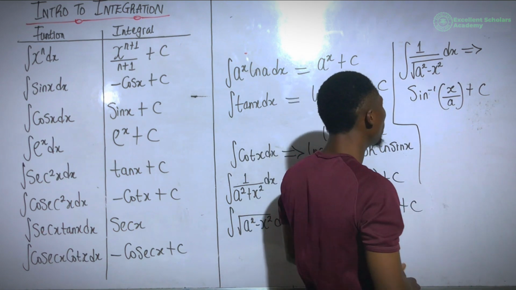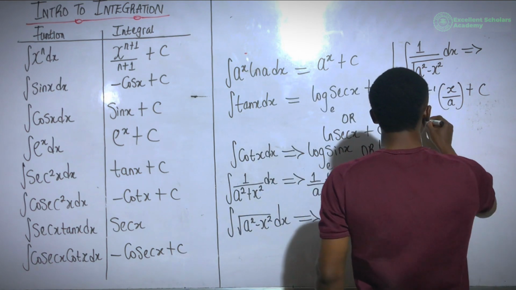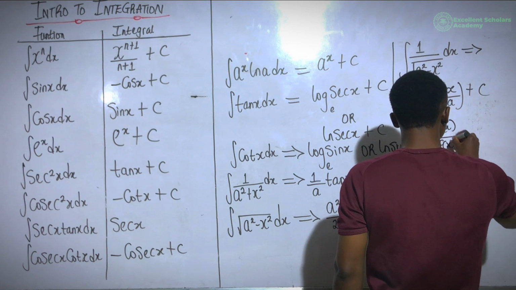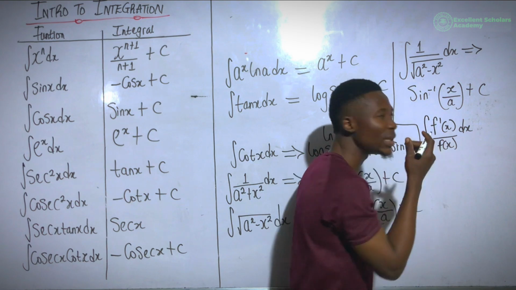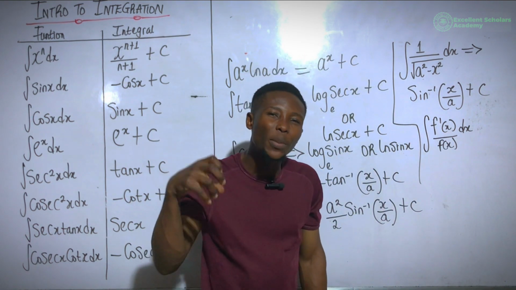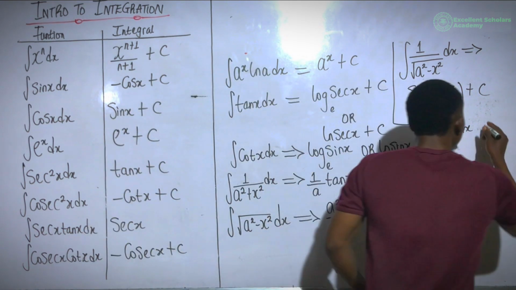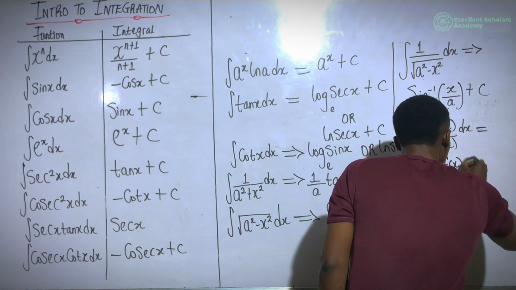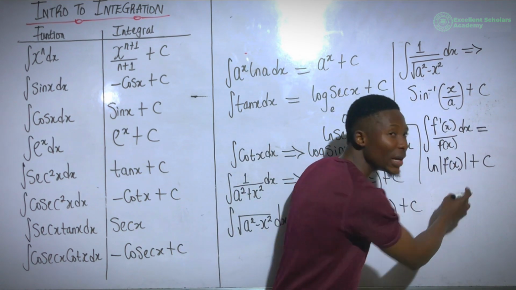And the last one we're going to look at, which is a very crucial integral, is the integral of the form f prime of x over f of x with respect to dx. What does this mean? This means that this is that kind of integration where if you differentiate the denominator of that integral and you get the numerator, the integration of this will be ln f of x plus c. Will be ln of absolute value f of x plus c.